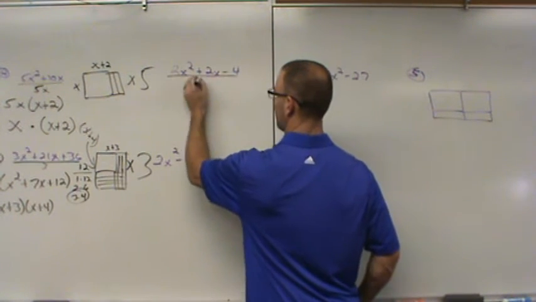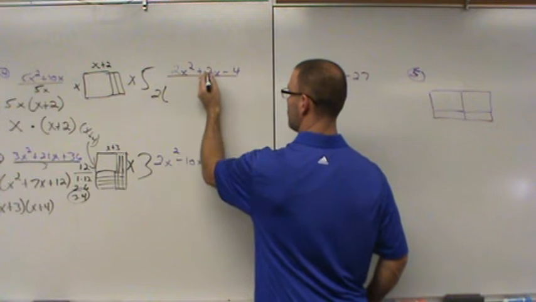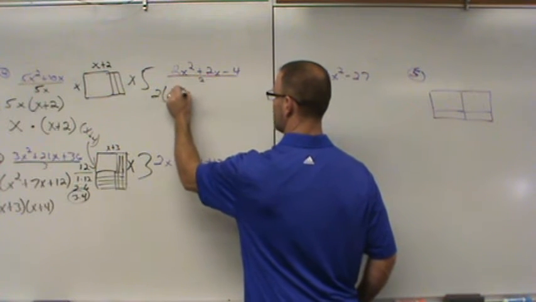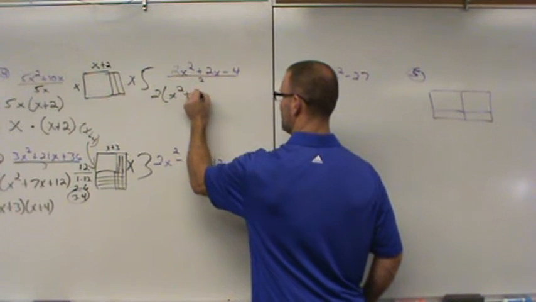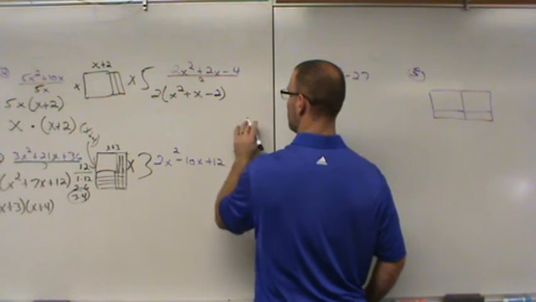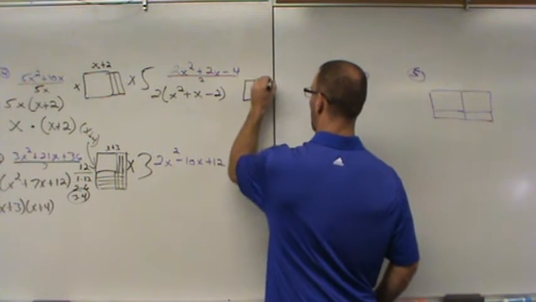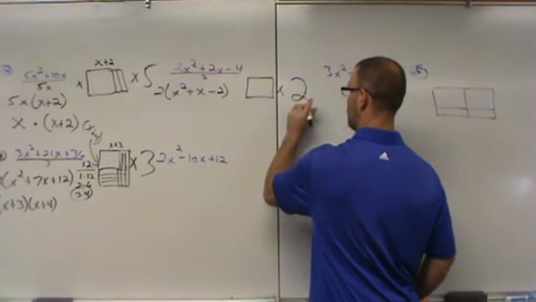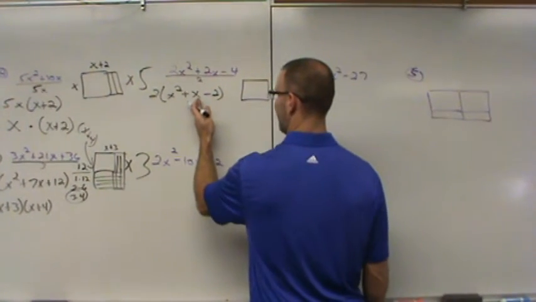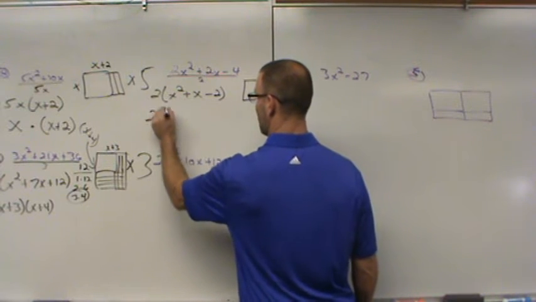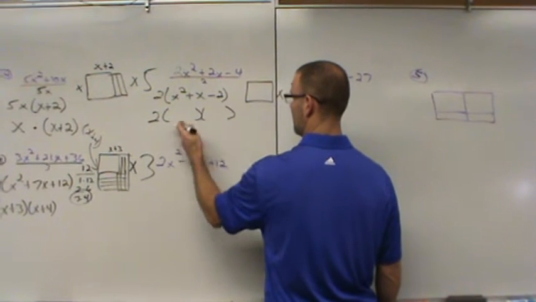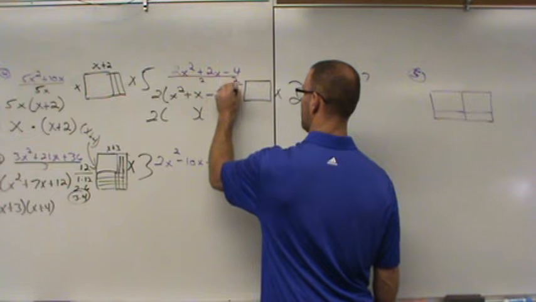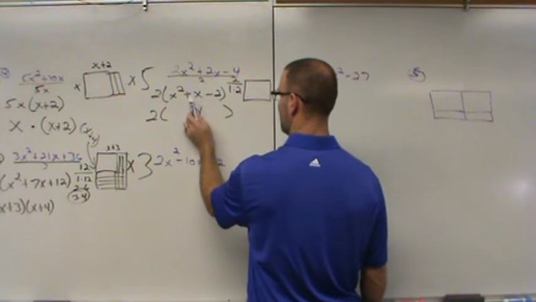Well, I'm still going to divide everything by 2 if I can. 2, 2, 4, yes, everything's divisible by 2. So x squared plus x minus 2. I'm going to have one model that I'm going to focus on, but I have 2 of them really, so times 2. How do I factor this? How do I break it down like this? Factors of 2 that add to give me my middle term.